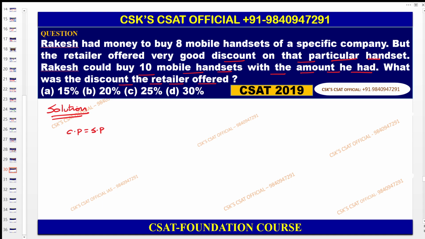Next here, I don't know the cost price, I don't know the selling price. Take the price as 100. This is with respect to cost price, this is with respect to selling price. For the actual cost price, how much quantity can he buy with that money? 8. For the selling price, how much quantity? Yes, the retailer is giving 10. Now you know the shortcut. What is the shortcut? I'm not using any formula.